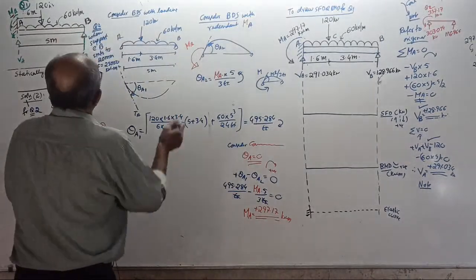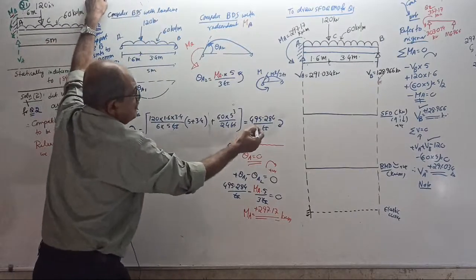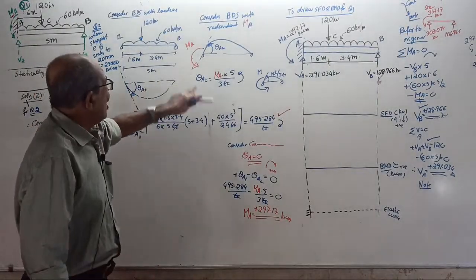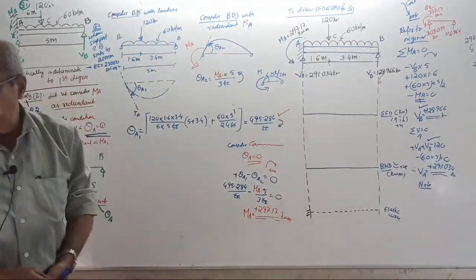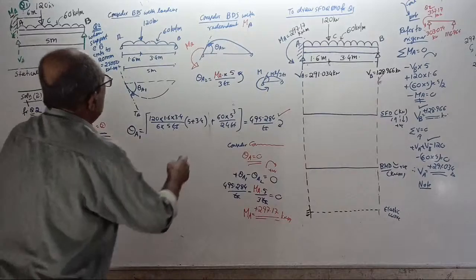See, here, consider BDS with the loading. Same as last time. Clear? Same as last time, yes or no? BDS with the loading, no change. So once again, copy it. Don't write same as last time. When you make a fair copy, write everything and make a fair copy. Yes. Now, don't be redundant.